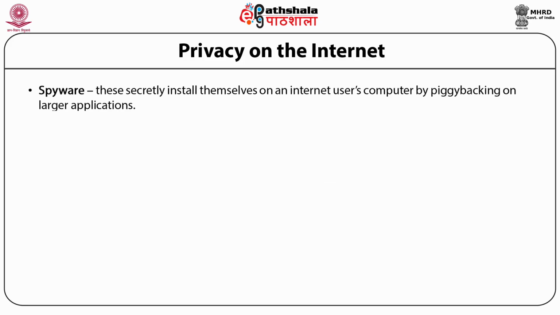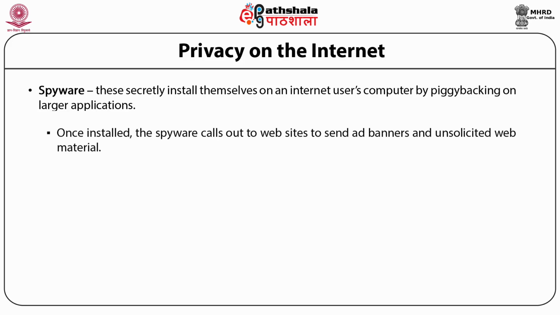Spyware. These secretly install themselves on an internet user's computer by piggybacking on a larger application. Once installed, the spyware calls out to websites to send ad banners and unsolicited web material. It also reports users' movement on the internet to other computers.